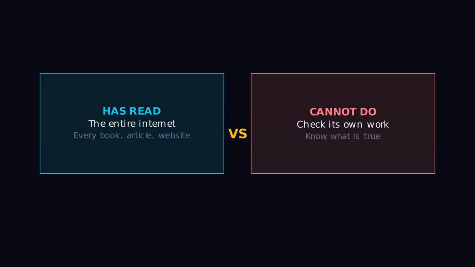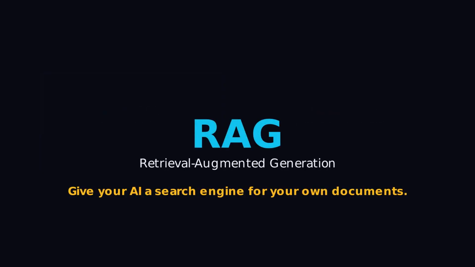So how do you fix that? How do you turn a model that confidently hallucinates into one that cites real sources? The answer is Retrieval-Augmented Generation, or RAG, and it's the most practical idea in AI right now. By the end of this video, you'll understand exactly how RAG works, and you'll know how to build one yourself.